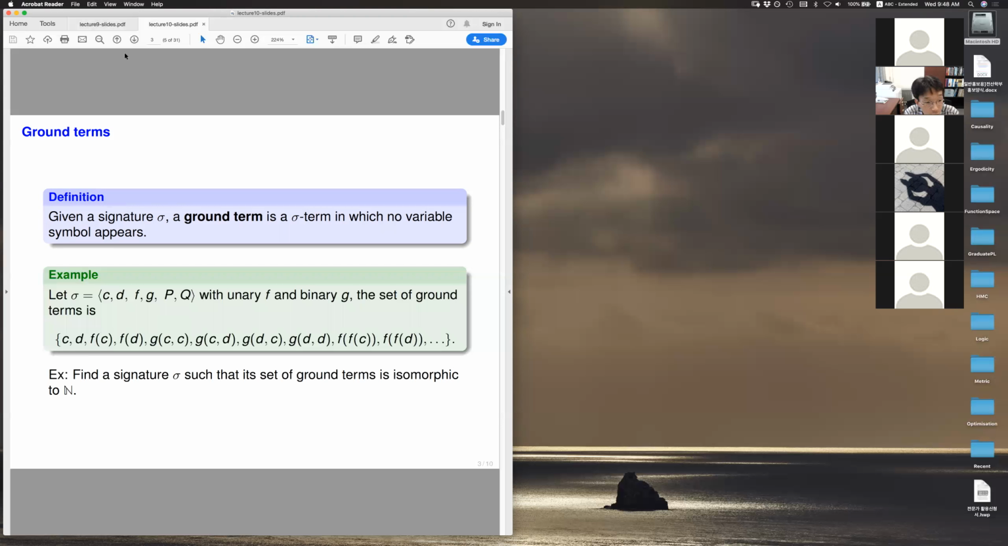Here, I will give you 1 minute to think about this exercise. Think about what would be the signature whose ground terms are isomorphic to the set of integers. By set of integers, I mean the set of natural numbers. By natural numbers, I take the computer scientist or maybe category theorist perspective, where natural numbers start from 0. Mathematicians often say natural numbers start from 1. Computer scientists usually say start from 0. Okay, I'll give you 1 minute to think about this as an exercise.